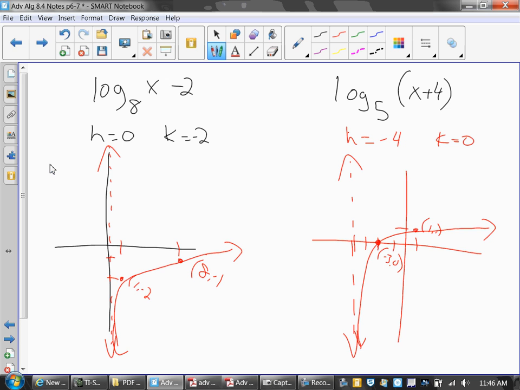So just remember, when you're working on these problems, if you don't see any parentheses, especially around the x value, that means the h is equal to 0. Once you see parentheses, you know that what's inside of it, the opposite of that is your value of h. Okay? Questions?